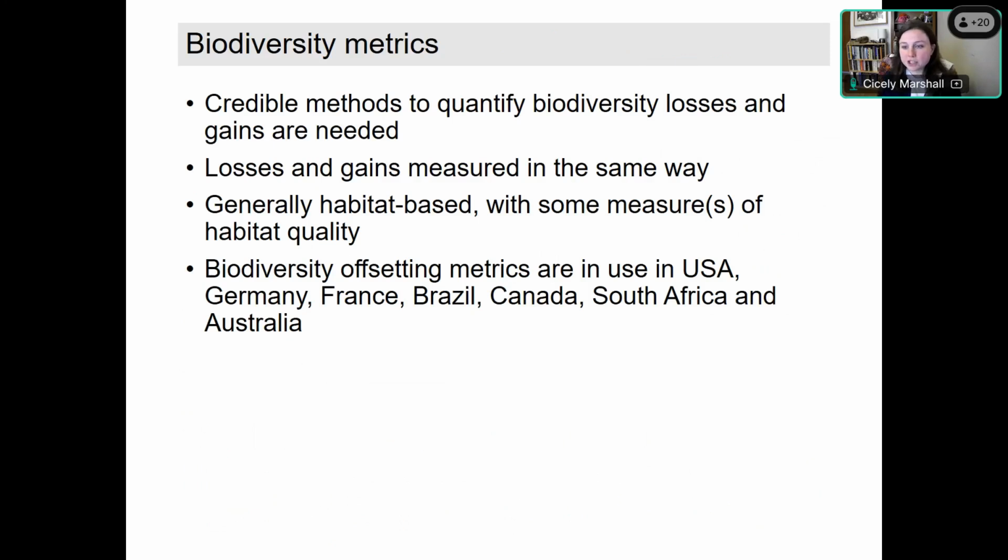Biodiversity can't be measured in its entirety. Most metrics that are used in offsetting programs are based on habitats, measuring habitats in some way, typically combining habitat extent with some measure of habitat quality. There are biodiversity offset metrics in use in several countries, and they all vary a bit in their calculation.